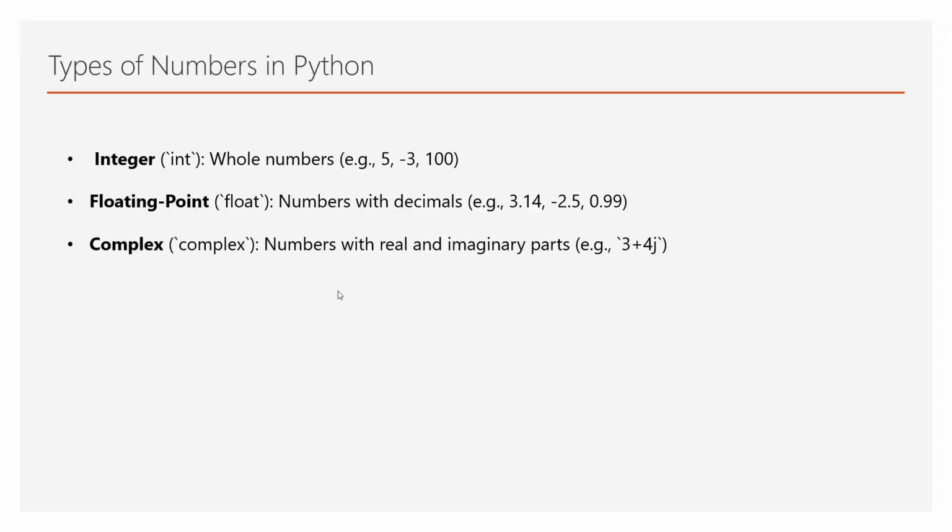Now, let us understand types of numbers in Python. Python basically has three main numeric types: integers, that are the whole numbers, you can see the example here, then floats, those are decimal numbers, like 3.14 and so on. Then you have complex numbers for advanced mathematical computations involving imaginary numbers.